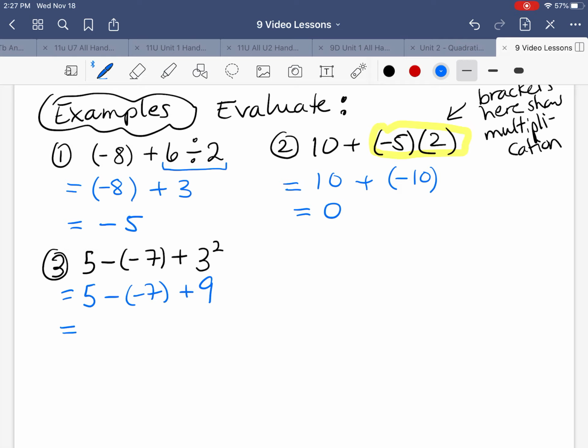And now we have subtraction and addition, and we're moving from left to right. So we're going to do the subtraction before the addition. And remember, when we have two negative signs beside each other, we can then treat that as a positive or as a plus, as an addition. So 5 plus 7 gives us 12. So we have 12 plus 9, and that gives us 21.